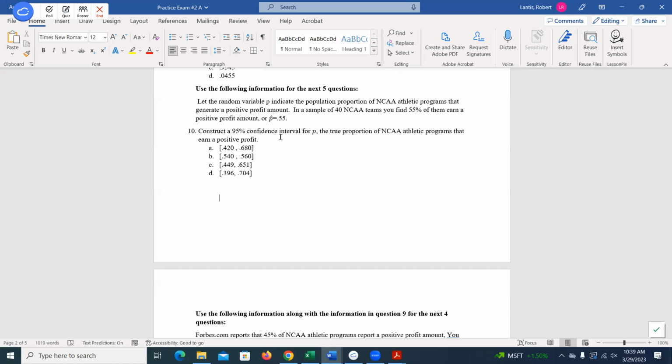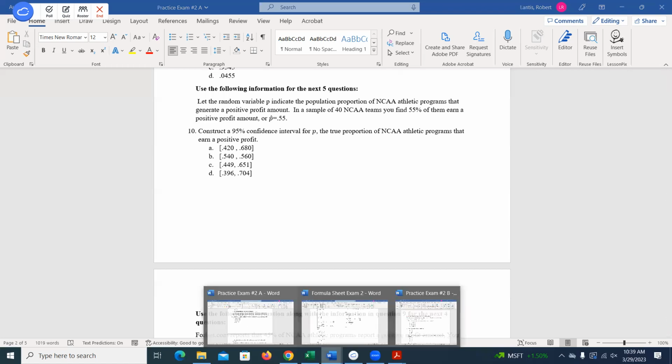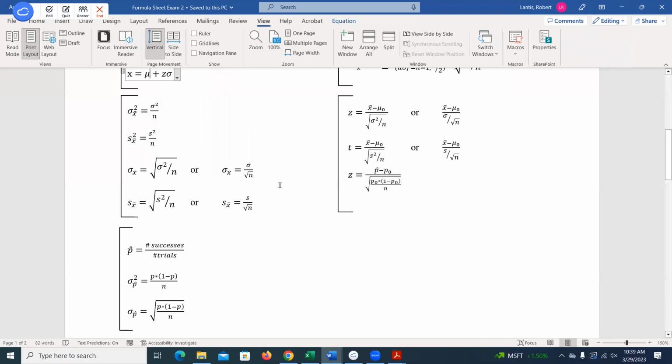When I go to that formula sheet, I'll take that sample proportion that I found, 0.55, and subtract the assumed true proportion, which comes from my null hypothesis. That's my p subscript 0. Divide by the square root of the assumed true population proportion times 1 minus that assumed true population proportion, and then divide by that sample size.